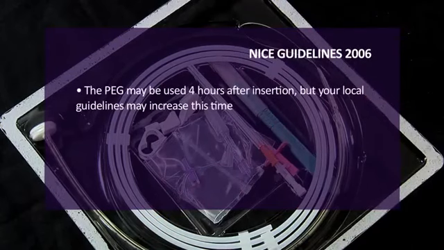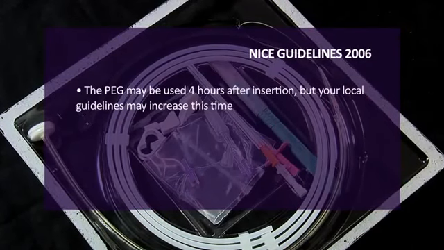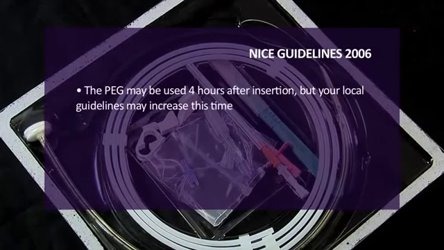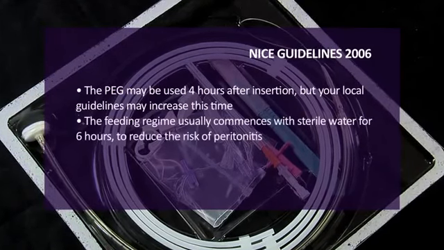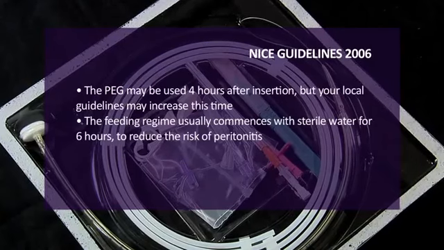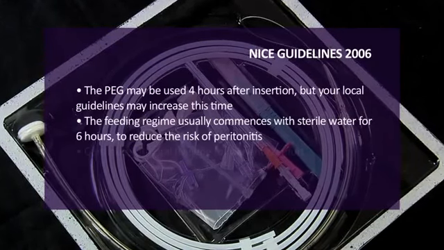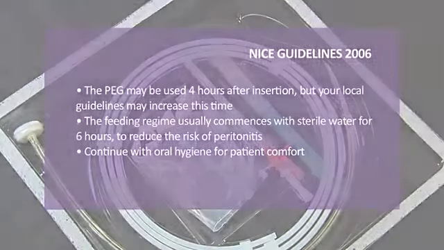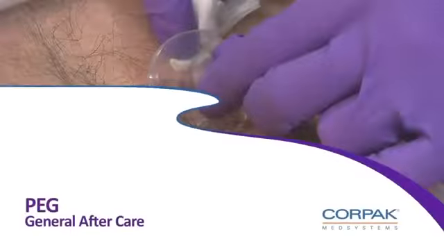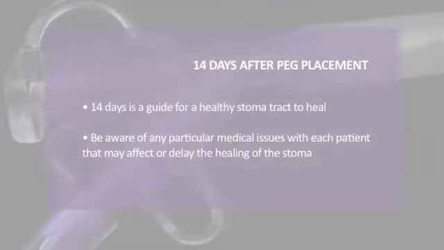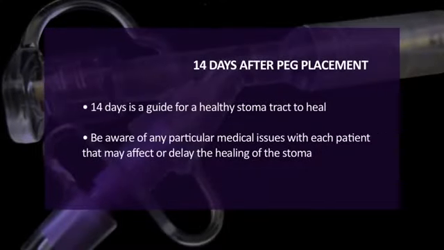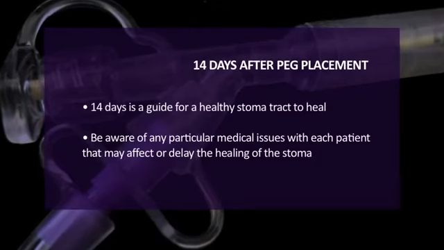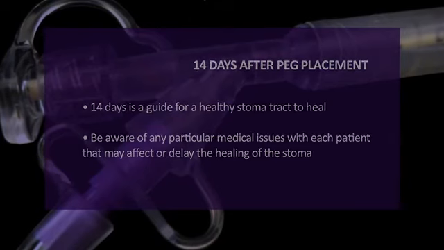NICE Guidelines 2006 state that the PEG may be used 4 hours after insertion, but your local guidelines may increase this time. The feeding regime usually commences with sterile water for 6 hours to reduce the risk of peritonitis. It's important to continue with oral hygiene for patient comfort. 14 days is a guide for a healthy stoma tract to heal, although you should be aware of any particular medical issues with each patient that may affect or delay the healing of the stoma.